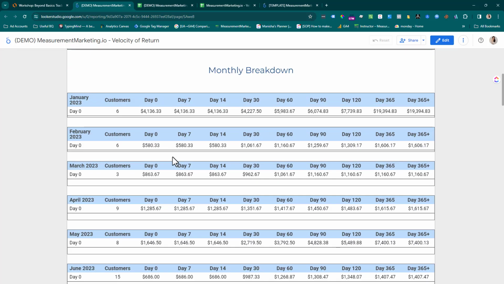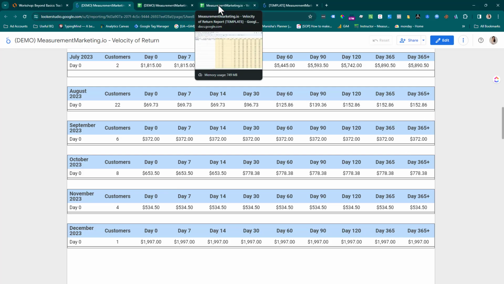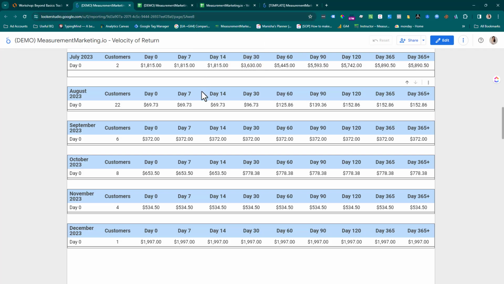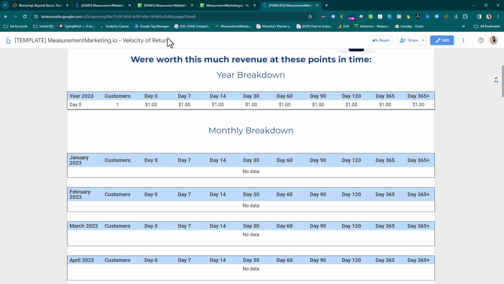So there you have it. That is velocity of return, how you can build it. And Academy members, that is a quick sneak peek at a Get It Done guide. So if you're not part of the Academy, highly recommend you look into it to get this Get It Done guide. And if you are part of the Academy, stay tuned because this is coming out.